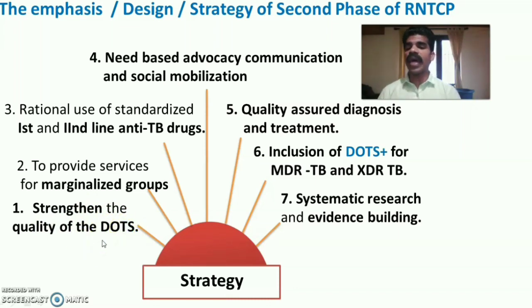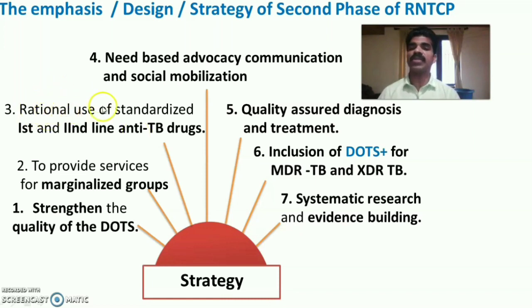Then also extend the access or improve the access of the services for all the people throughout the country. So strengthening the quality of DOTS. The second strategy was to provide services for marginalized groups. The marginalized group includes urban slum dwellers, then people who are living in the tribal area, that is tribal people, etc. So to provide access to the services for the marginalized group of people with TB treatment and DOTS treatment.